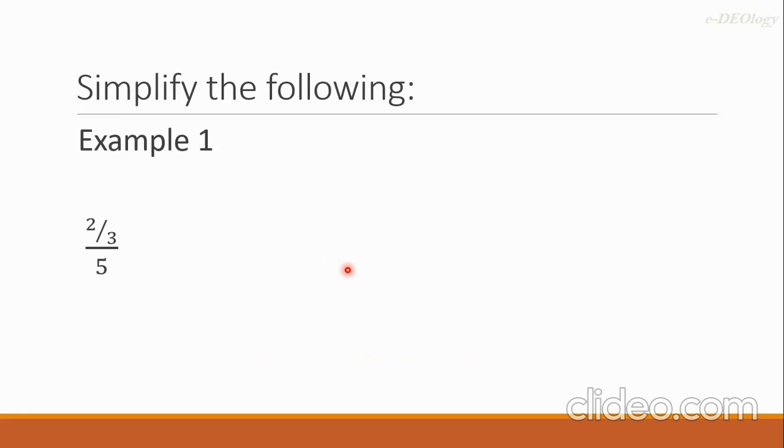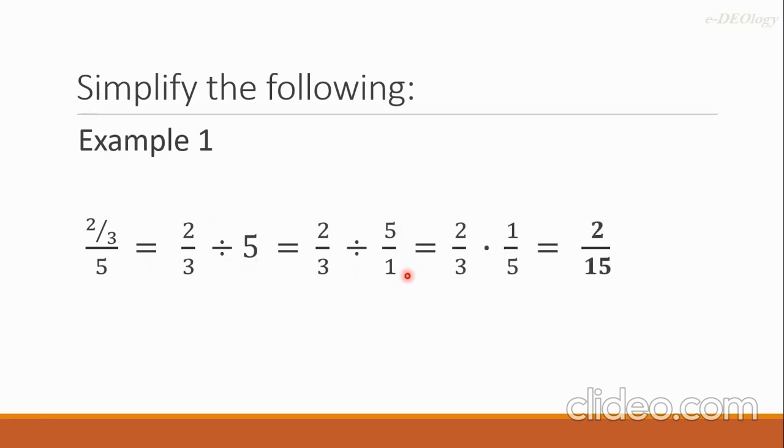Now let us see some examples. Let us consider the first example, 2/3 over 5. We can write this as 2 over 3 divided by 5. Next, the whole number 5 can be written as a fraction with a denominator of 1. Then we follow our rule. We're going to invert the divisor. The 5 over 1 becomes 1 over 5.